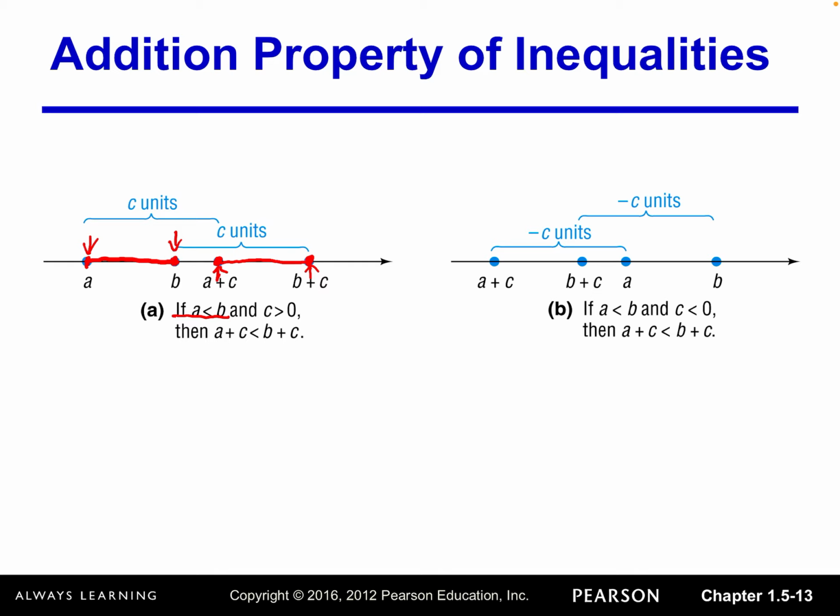What if you subtract a positive number? Very similarly, A and B are originally located here, and we shift to the left-hand side by the same distance. So this is the new A minus C, and this is the new B minus C. Their relative locations still remain the same, just shifted to the left. That's how we understand the addition property of inequality.